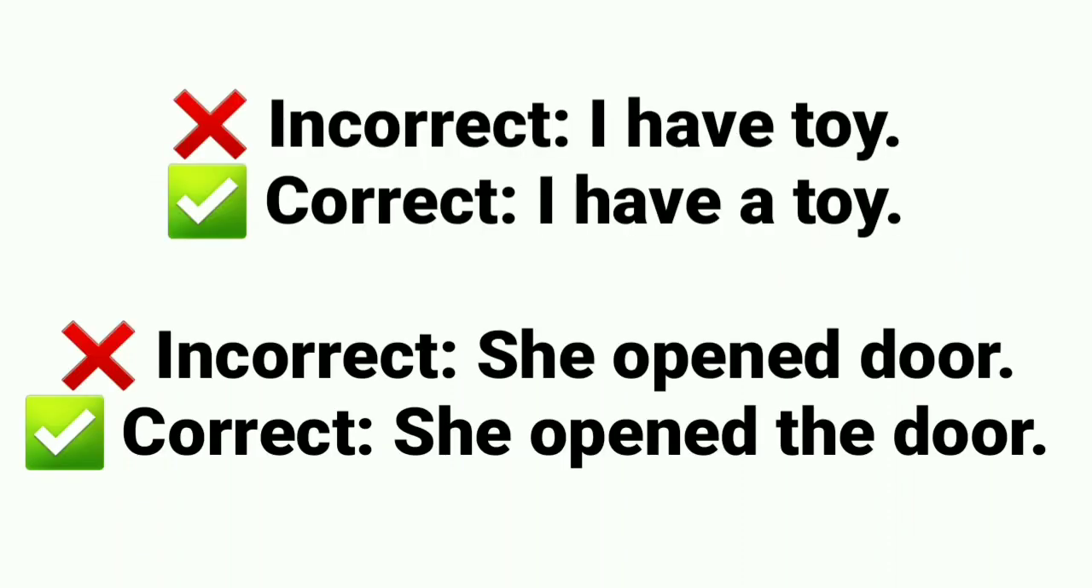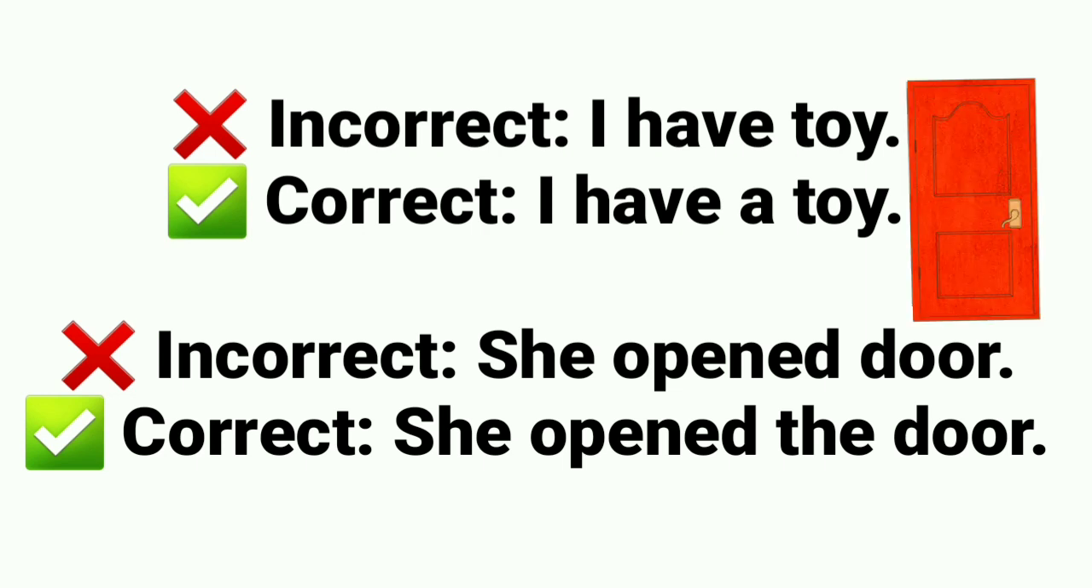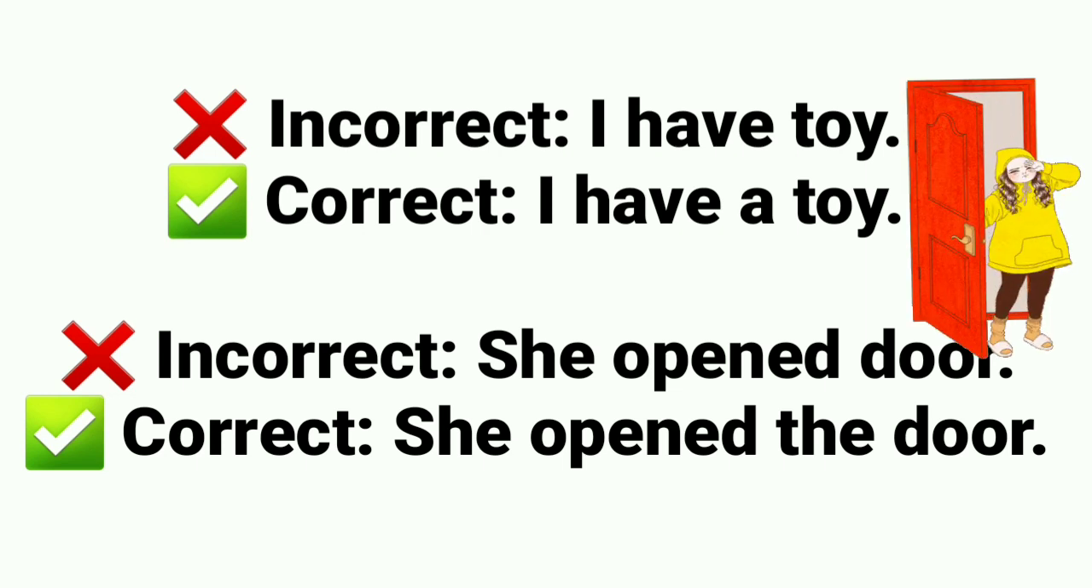Look at the given sentences. What is the correct or incorrect way of writing the sentence? I have toy, it is an incorrect way. I have a toy, it is correct. She opened door, it is an incorrect way. She opened the door, it is the correct way.